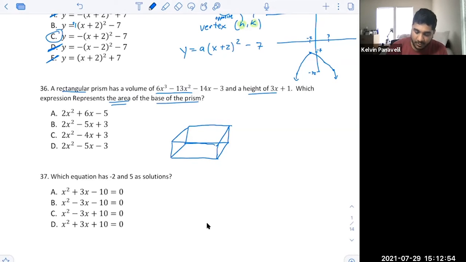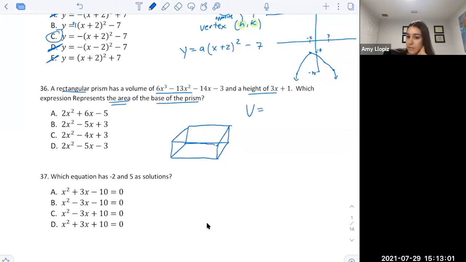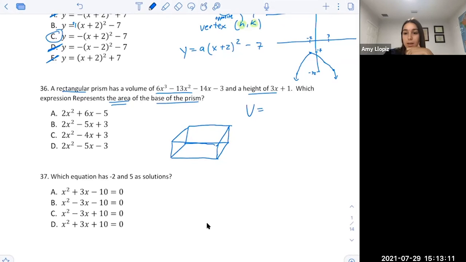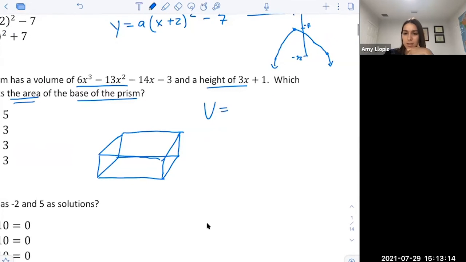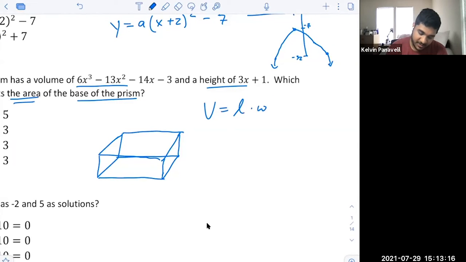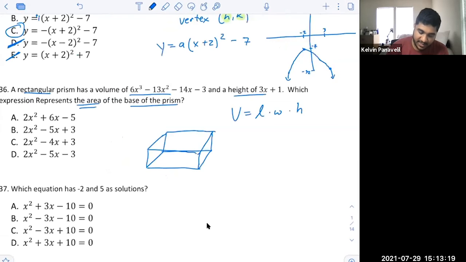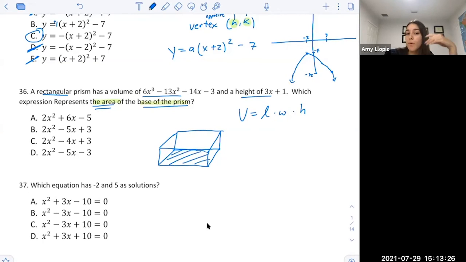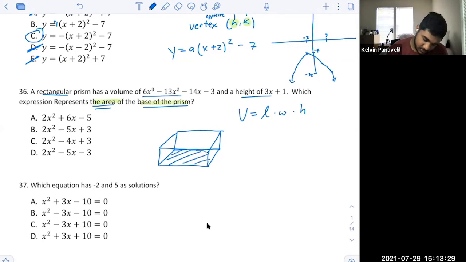So what's the volume of a rectangular prism? Well, what's the formula for volume though? The formula for volume is length, width, and height. Perfect, right? Length times width times height. And the question is asking what represents the area of the base. So the base is just a rectangle, right? What's the area of a rectangle?